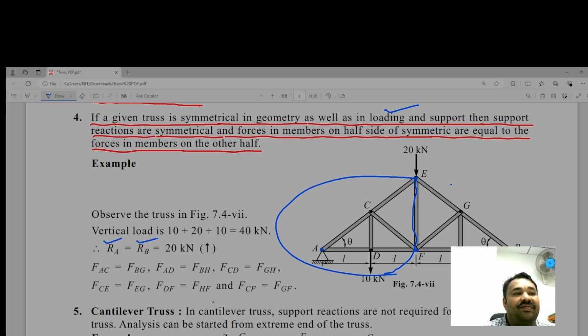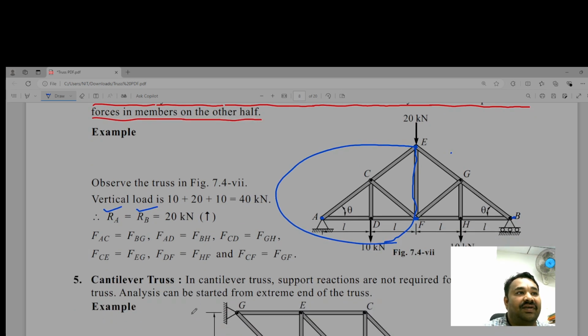Similarly FAC, you can see here where it is, this member is equal to FBG. So if you look at the symmetry, AC is equal to BG. Similarly FAD, now we are talking about this one AD, so its equivalent will be FBH. In this way, there is no need to calculate all the forces, no need to waste our time. In this way we can minimize our time smartly.